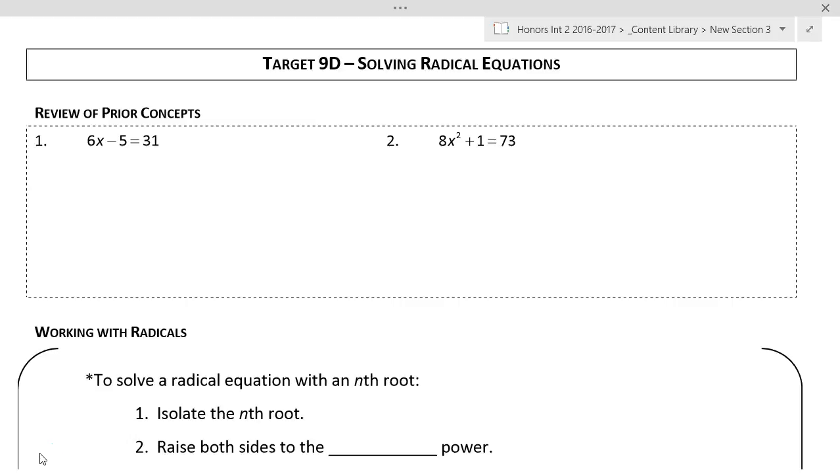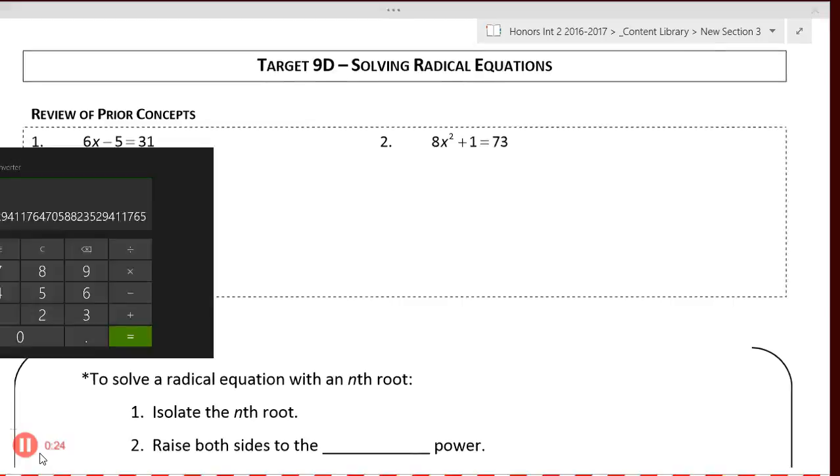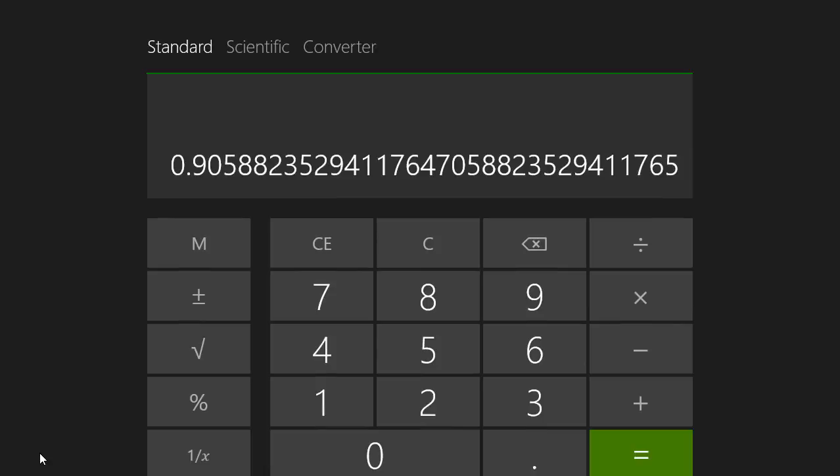So before we do that, we're going to look again at solving equations. We looked at this a lot last unit, but some of us are still struggling. Oops, sorry, guys.